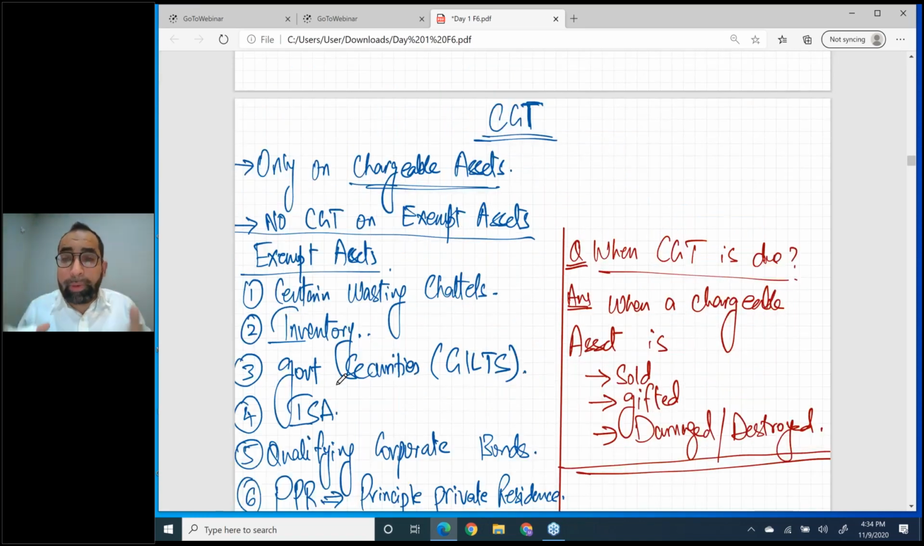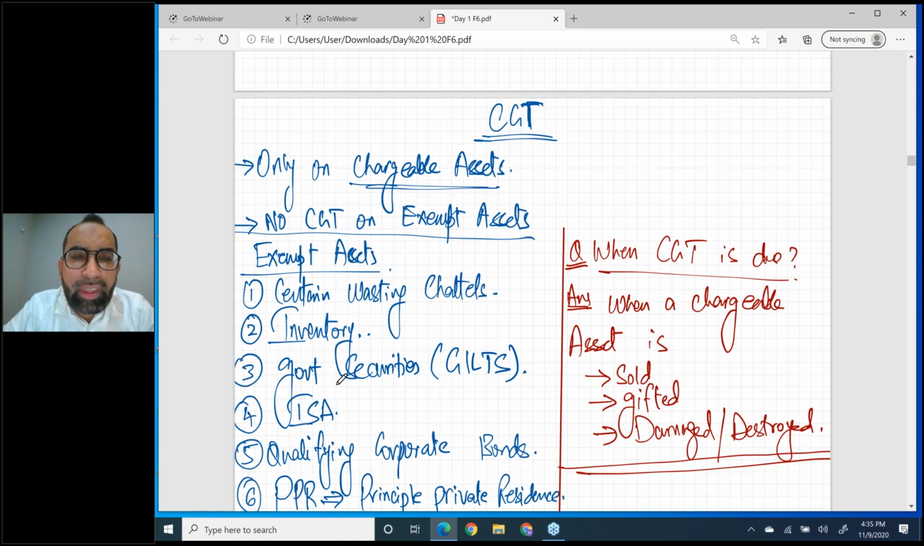Now let's move on to the primary topic of today, and that is CGT, capital gains tax. Students, remember this, that we are running short of time. We have to do questions. This is a question based revision session, but still I am giving you some points so that you can recall the concept.